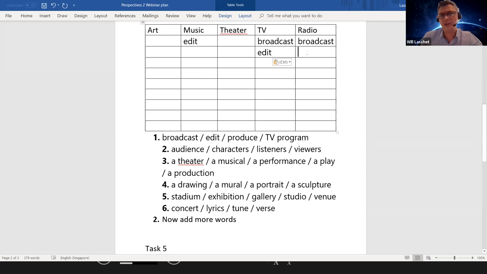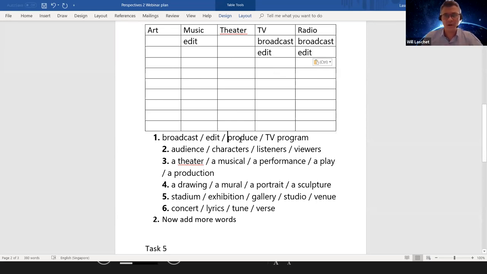I think in a radio program, yeah, I think we would edit that. So first they would record it and then, if it's a recorded broadcast, they would edit it. So I think probably these three we would edit, but certainly not for live theater. We can't edit that. And I think really not for art either. But we can see that it's being used across these three different mediums.